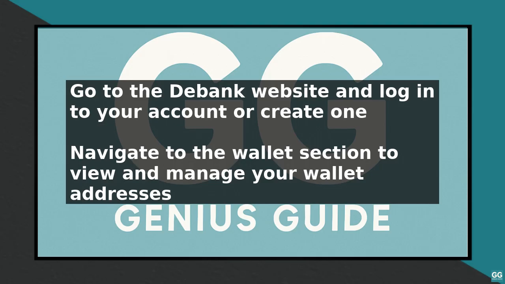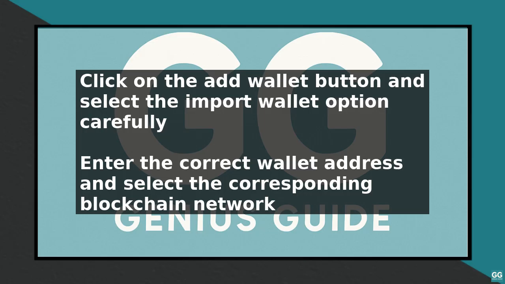After selecting the blockchain network, you will be asked to enter a label for the wallet address. This label is used to identify the wallet address in your Debank account. So choose a descriptive label that makes it easy to recognize the wallet address.